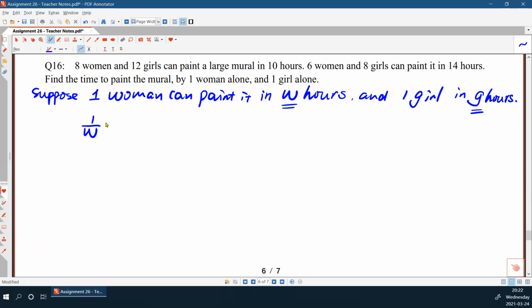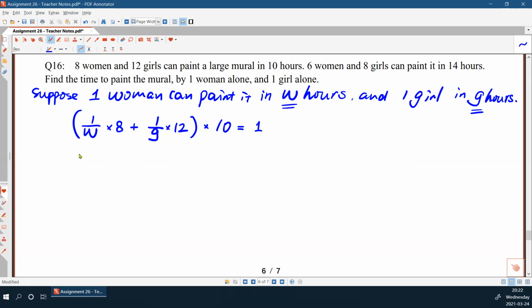So the work rate of one woman is 1 over W, plus 8 women. This is the total work rate of 8 women, right? Plus the work rate of one girl is 1 over G. So when you have 12 girls, the work rate of all the girls is 1 over G times 12, right? This total work rate times the time taken, which is 10, equals the job done. The job done is 1 mural, right? So this is the first information we have here.